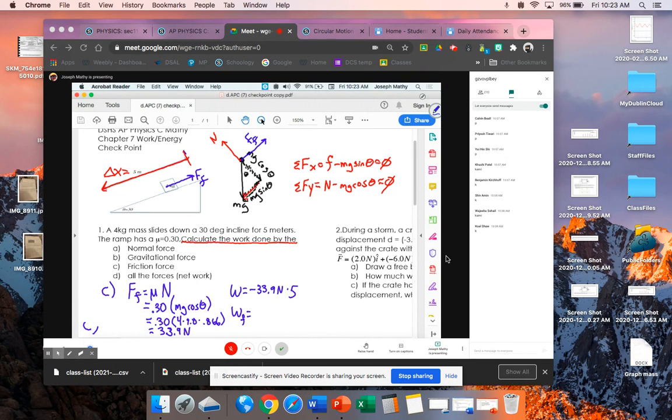So the work by friction, in this case, would be this negative 33 number, ends up giving us negative 52, roughly, joules, I think, unless I'm crazy. Oh, wait a minute. Hang on a second. 0.3 times 4 times 9.8, 0.866 equals.